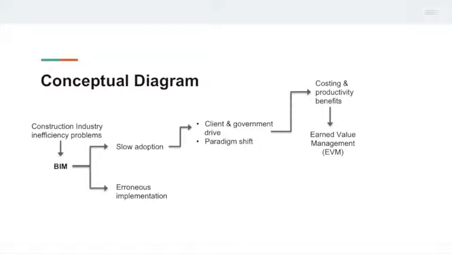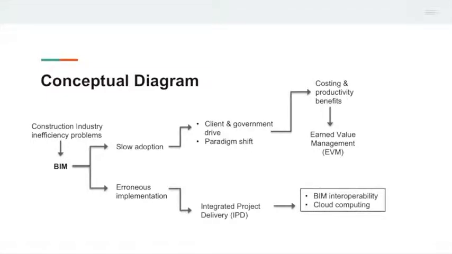Next, we will look at erroneous implementation. The solution will be IPD in the form of BIM interoperability and cloud computing. EVM will be shown on a system called 5D BIM. 5D BIM is linked to BIM interoperability and cloud computing, and EVM is also a part of IPD, Integrated Project Delivery.